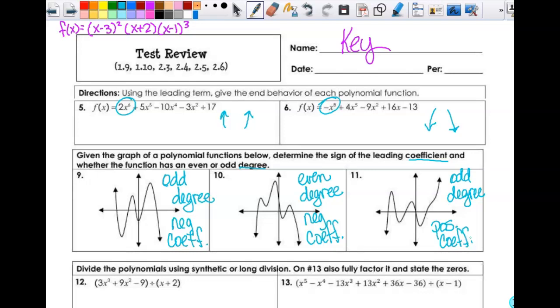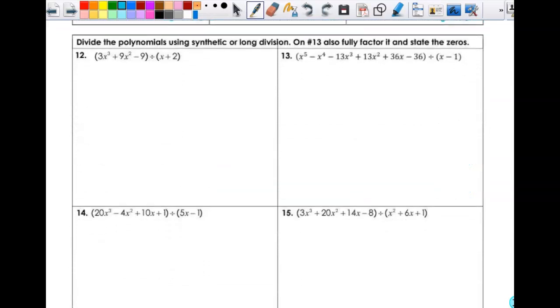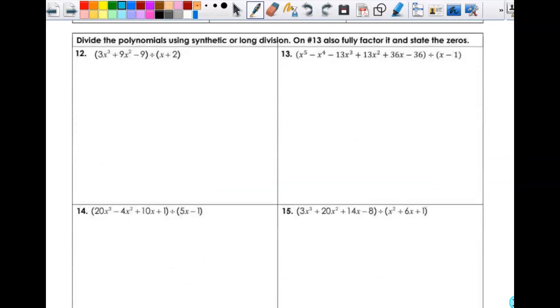Number 12 says to divide the polynomials using synthetic or long division. And what I should have said, I thought I said it on here, I know I said it on the test, is use synthetic division when possible. Okay, so if you can use synthetic division, I want you to, because I want to see that you can do both kinds. After this, if you choose to do one or the other, it's totally fine. But on number 12, I can do synthetic division, so I'm going to. So I know that negative 2 goes on the outside. Then I have a 3, a 9, a 0, and a negative 9.